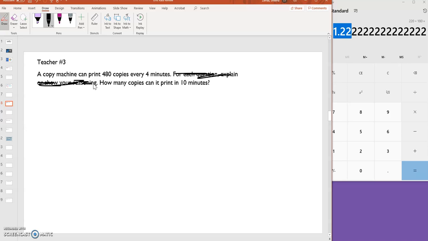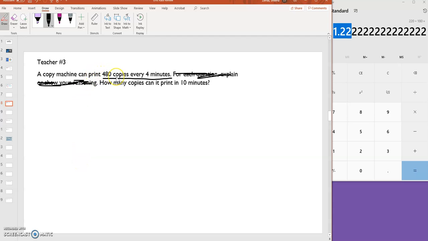All right, number 3. The first thing I've noticed, as I'm skimming the question, is in number 3, I don't have 2 rates. I am only told 1, and that's here. 480 copies in 4 minutes. So I already know I'm not comparing this to anything. But I am going to set this up in a similar way to the last 2.